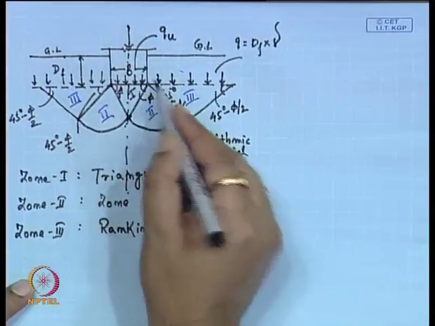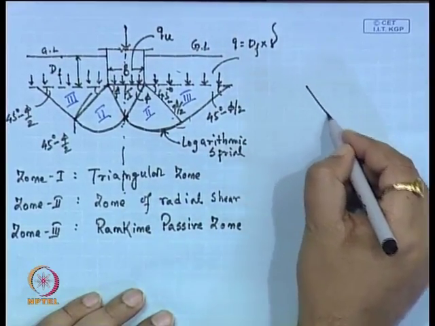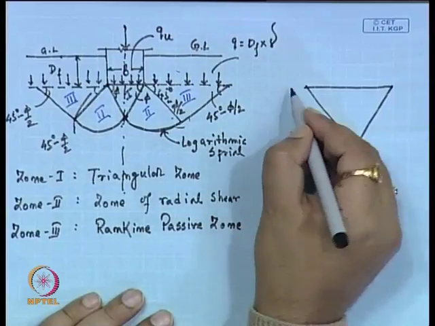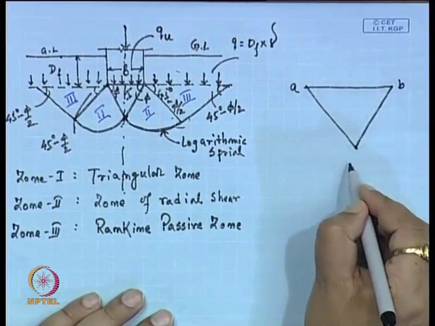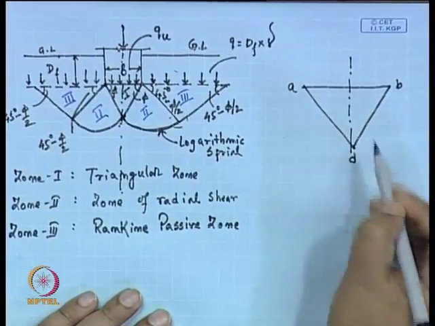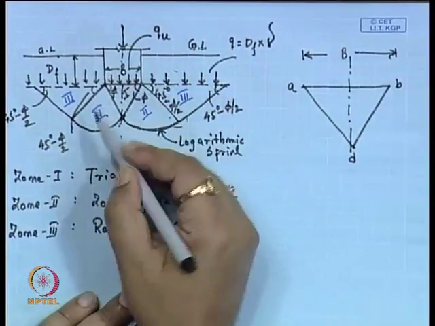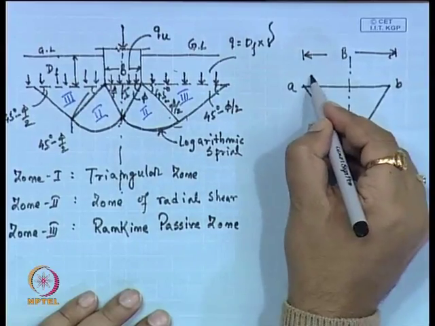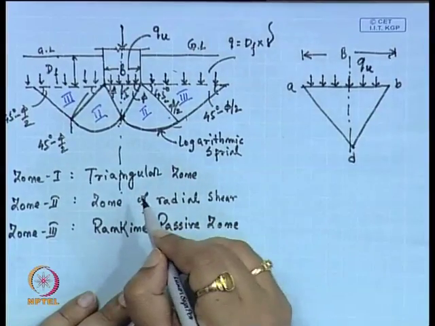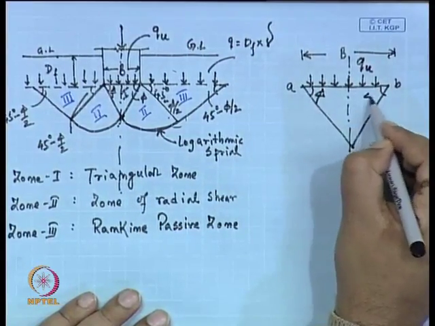Now, if I draw the free body diagram of the triangular portion, here we can say this is A, B and D, and this is the center line and this is the width of the footing, that is B. So, this triangular portion we are drawing here, and this load that is acting will be Q U, the ultimate bearing capacity or load carrying capacity. Consider this angle is phi and this angle is also phi.